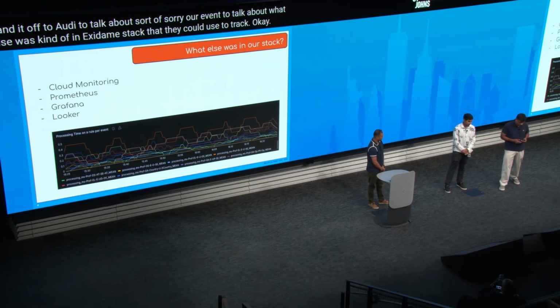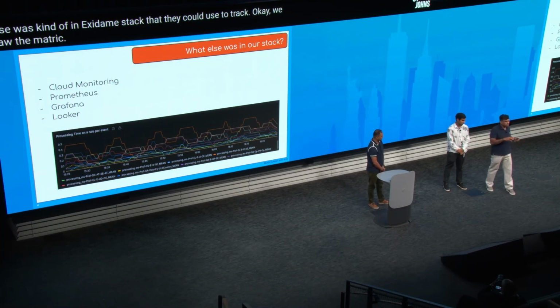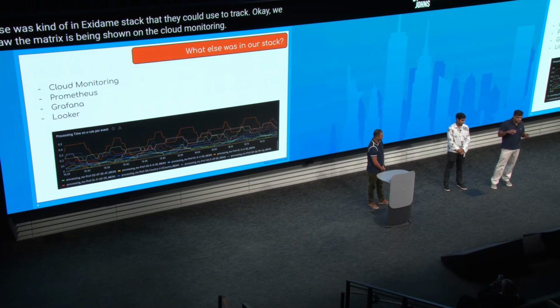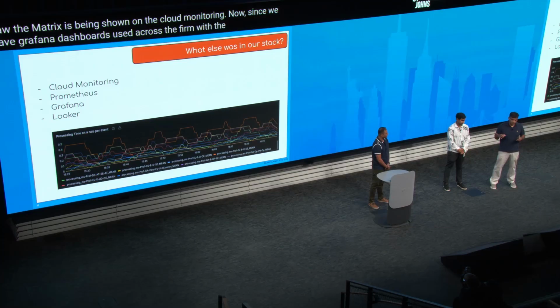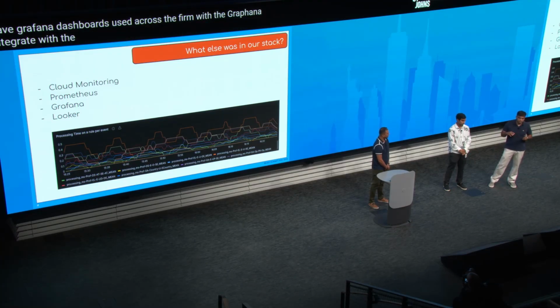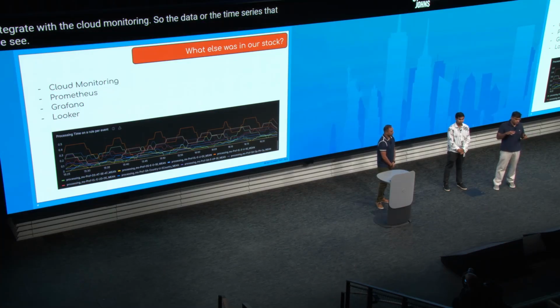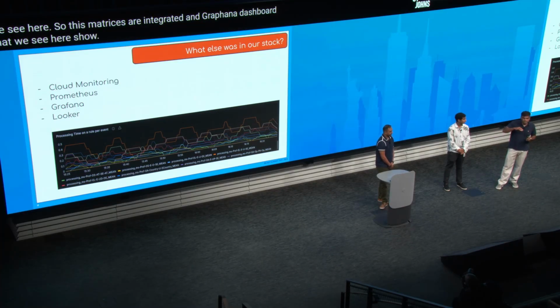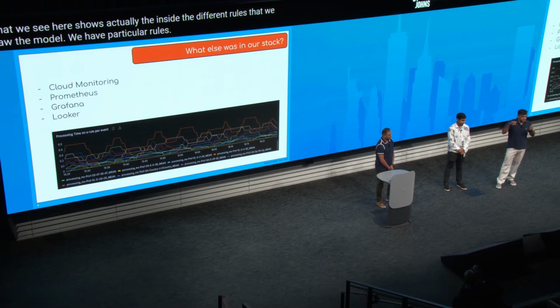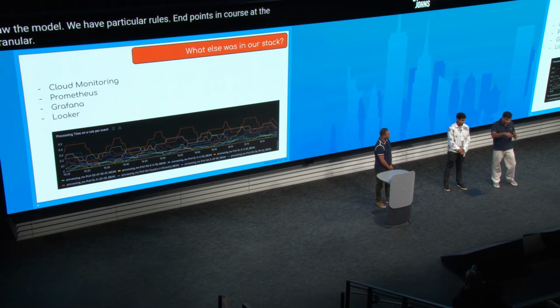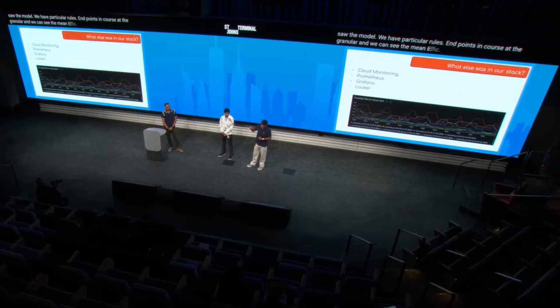Okay, we saw the metrics being shown on the cloud monitoring. Now, since we have Grafana dashboards used across the firm, we thought to integrate Grafana with the cloud monitoring. So the time series that we see here, these metrics are integrated, and the Grafana dashboard that we see here shows the inside of the different rules that we saw in the model. We have particular rules. It pinpoints, it goes to the granular level, and we can see the mean efficiency of each of these rules here.